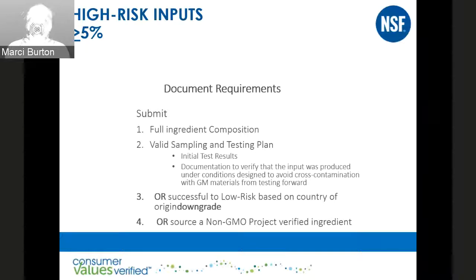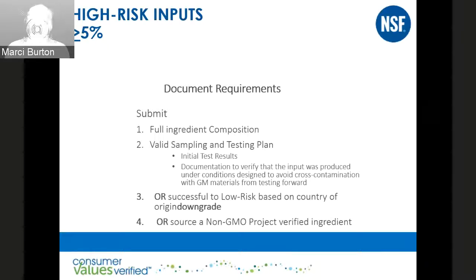And then if a high-risk ingredient is in your product at greater than or equal to 5%, then this is where the sampling and testing comes in. So we look at the full ingredient composition. Sampling and testing is required. And of course, sampling and testing has to be done on the source material or the ingredient that has intact DNA. So this can be challenging if you do have to go back to the source for testing if it's been highly processed.